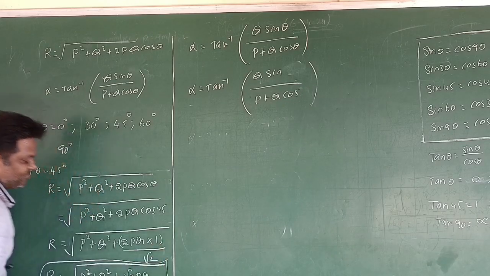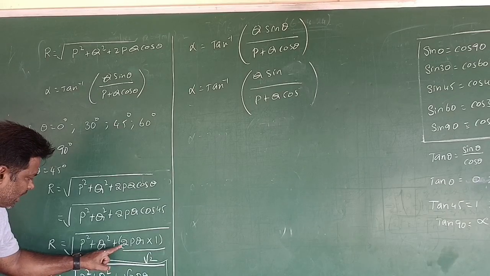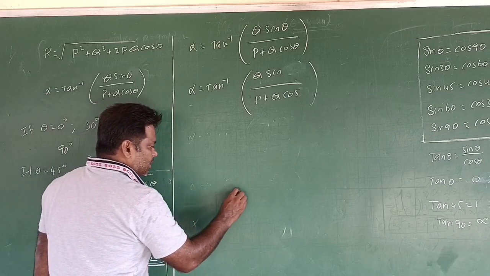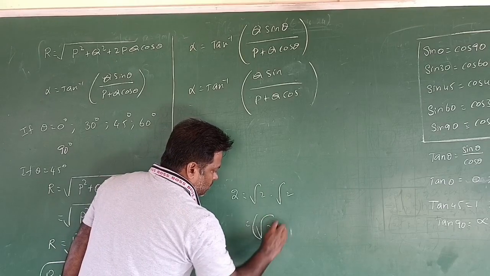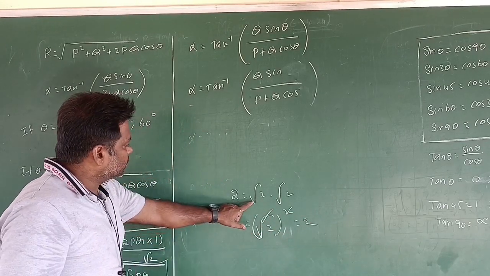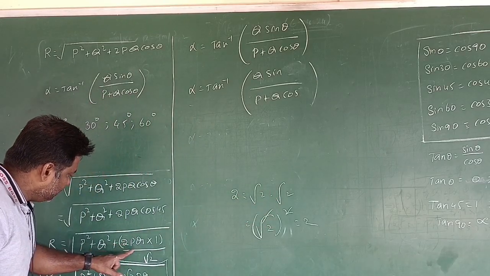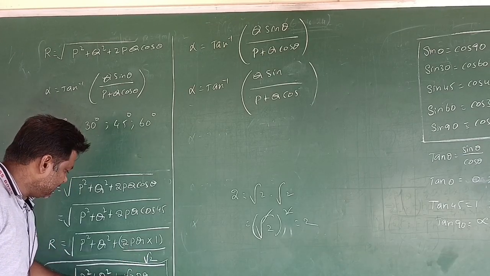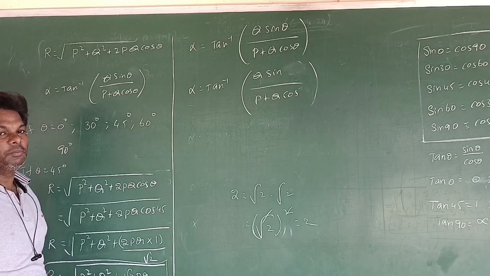How? You can write this 2 as root 2 into root 2. We all know that 2 is equal to root 2 into root 2, which is root 2 whole square, and the square root will cancel, equal to 2. Got it? So instead of writing 2, you can write root 2 and root 2. Then one root 2 will get cancelled with this root 2 and another root 2 will be remaining. That's why I am writing the remaining root 2 into PQ.